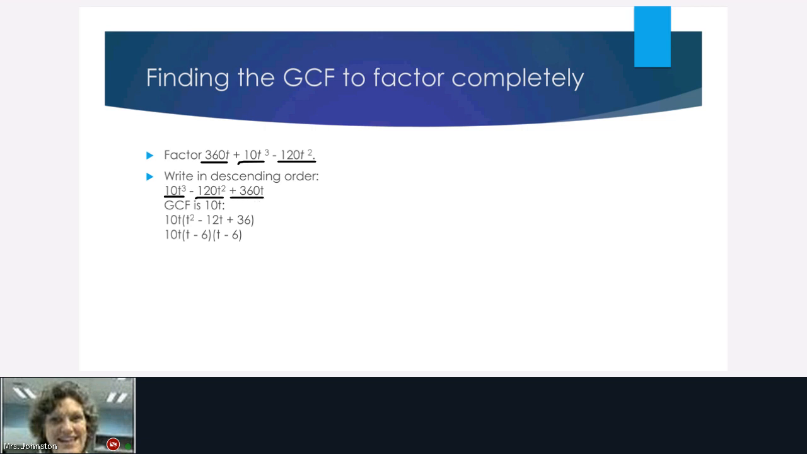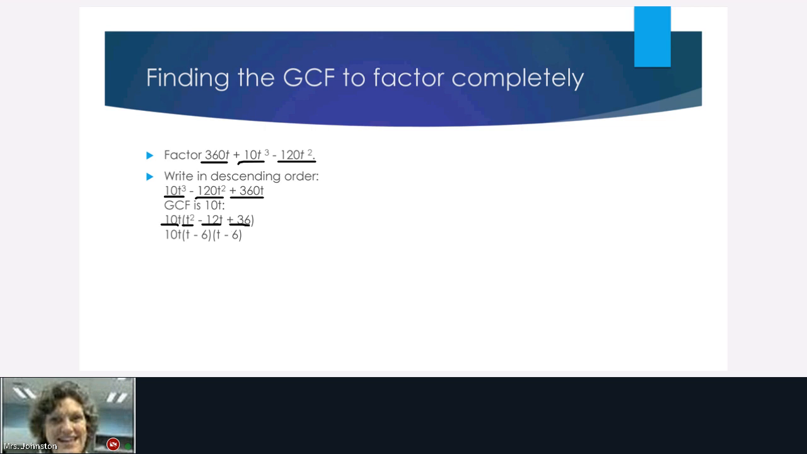And I can see immediately that all the numbers are divisible by 10. In fact, that's the greatest common factor. So I can divide out a 10 and a t from each of these terms. When I do, I put the 10t on the outside and the remainders on the inside. 10t times t squared would be 10t cubed. 10t times negative 12t would make negative 120t squared, and 10t times 36 would make 360t.